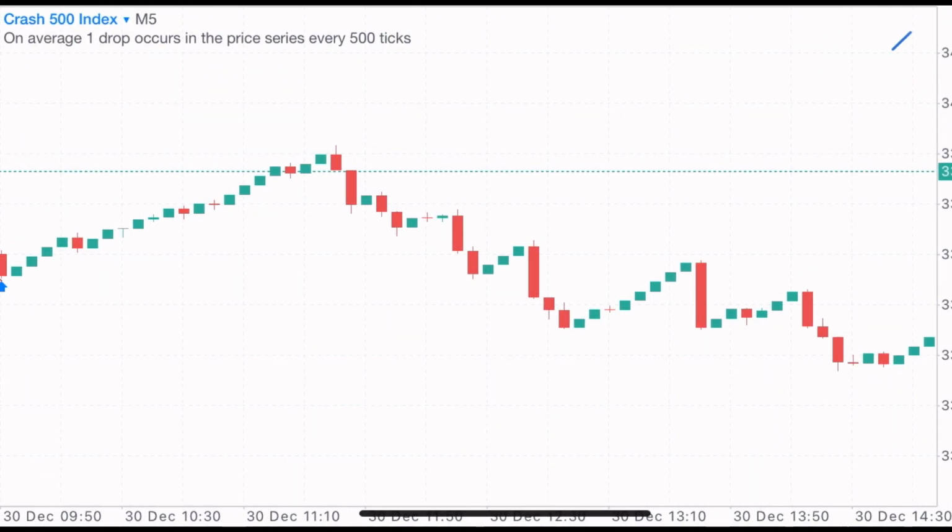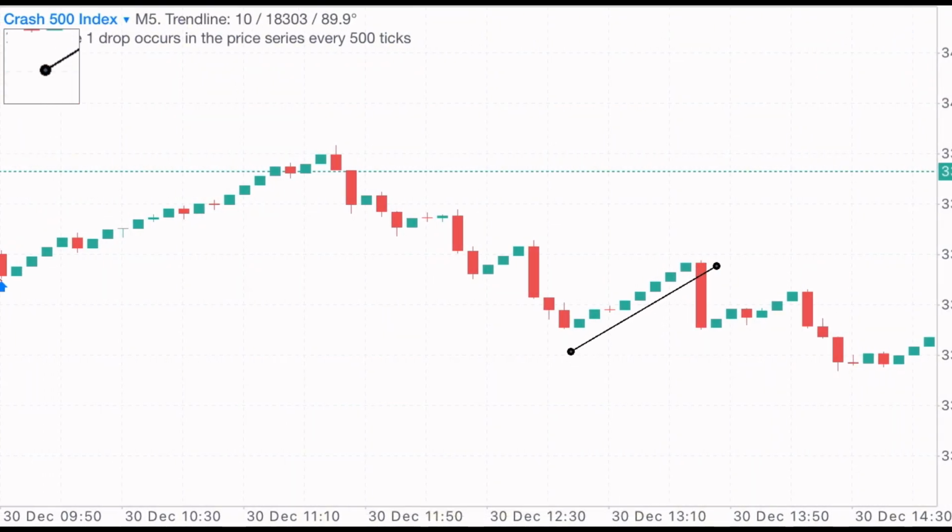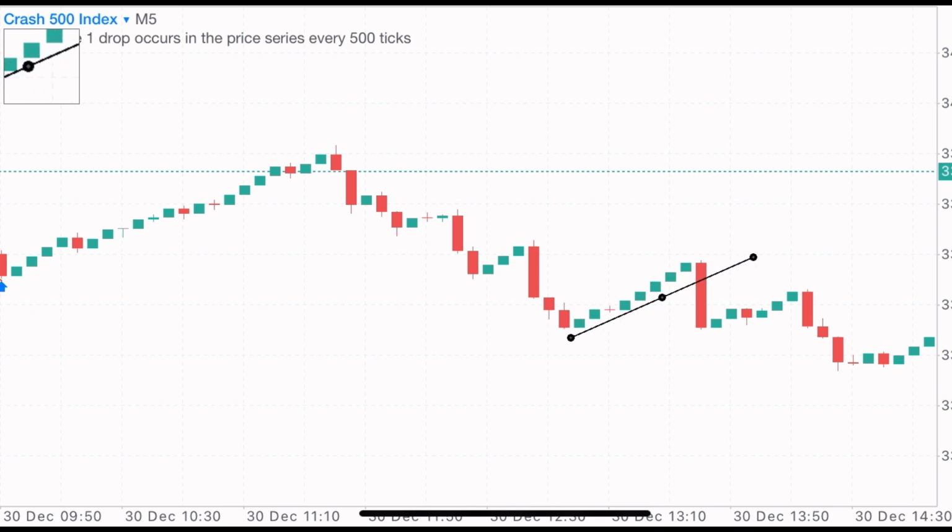all you need to do is just draw your trend line and you wait for a breakout. After the breakout, you take the profit, you take a sell. I hope you understand what I'm saying, guys. You take a sell from that point.